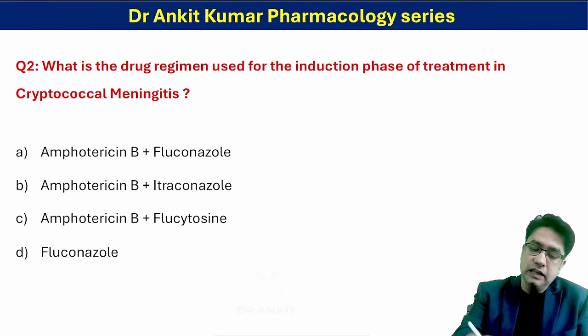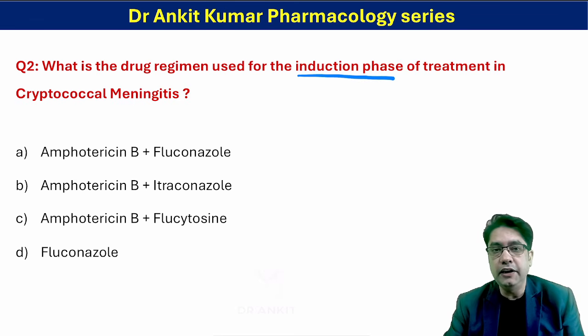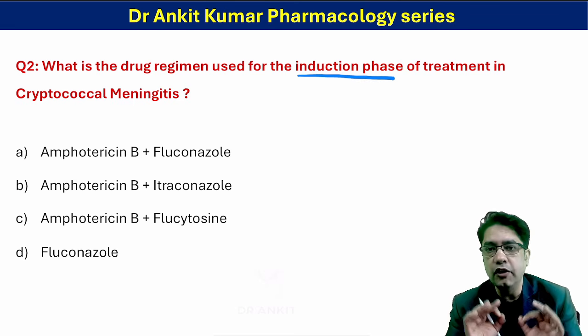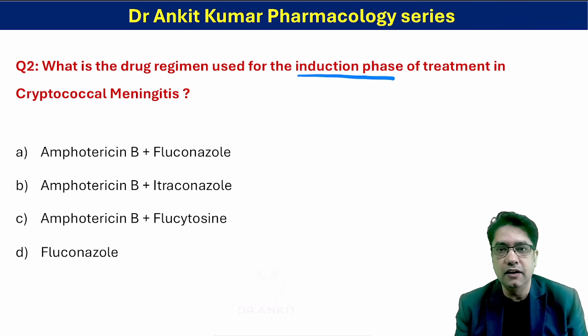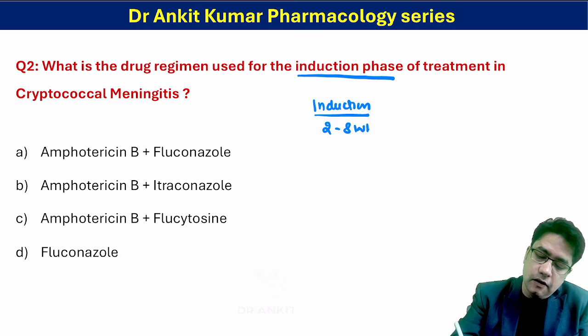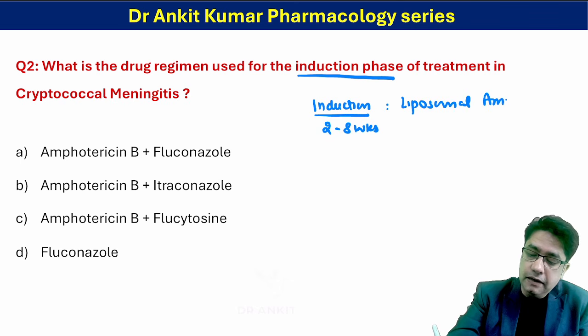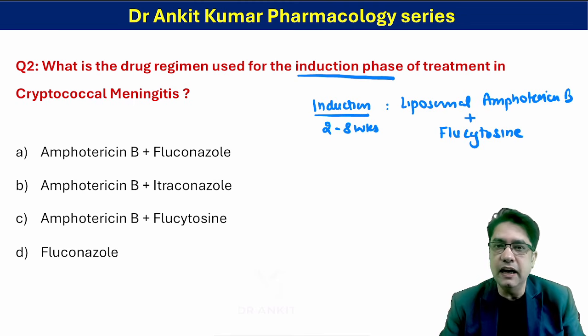The next question asked was which drug regimen is given in the induction phase in the treatment of cryptococcal meningitis. We have already discussed that if there is any serious fungal infection, we always start with liposomal amphotericin B. So in the induction phase, which is given for 2 to 8 weeks, we give liposomal amphotericin B. But in cases of cryptococcal meningitis, we add a drug, flucytosine, because flucytosine has a synergistic action with amphotericin B.